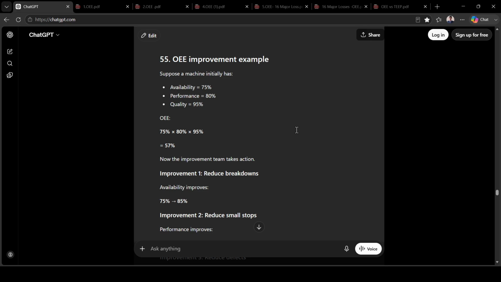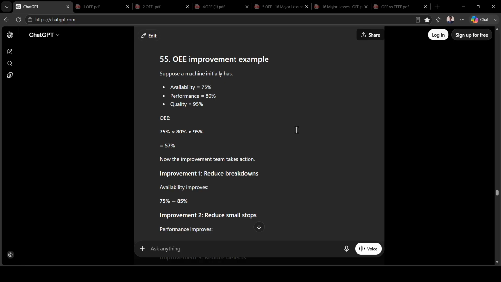Then another topic is an OE improvement example. Suppose a machine initially has availability 75%, performance 80%, quality 95%. OE is 75% times 80% times 95%, which equals 57%.